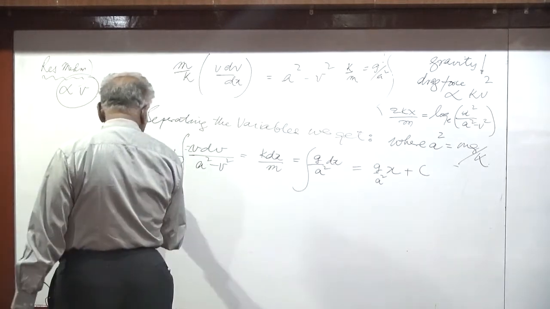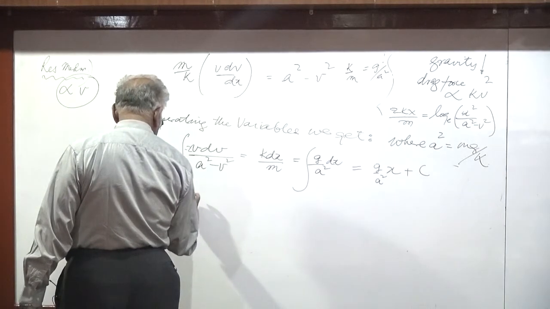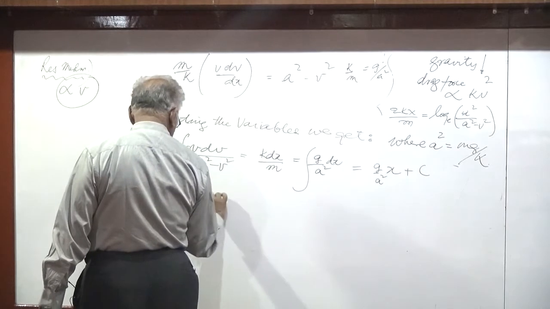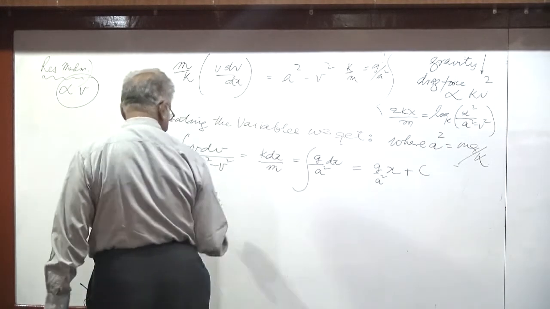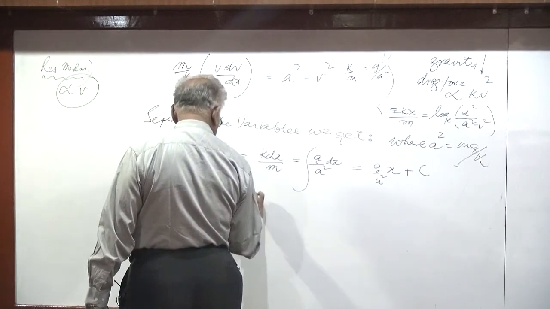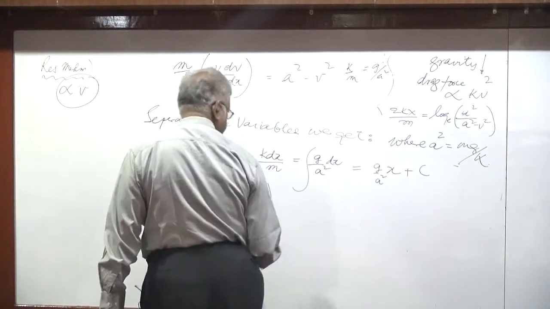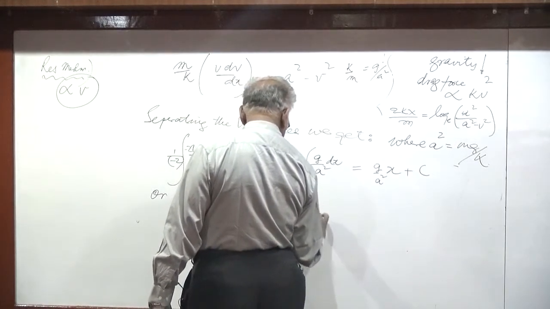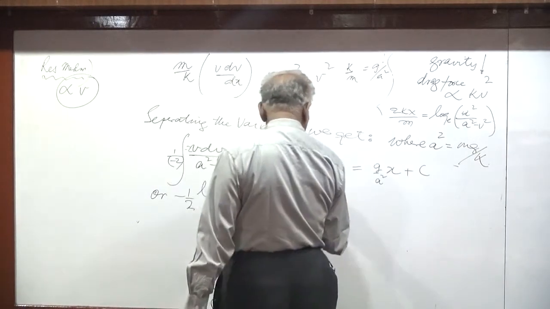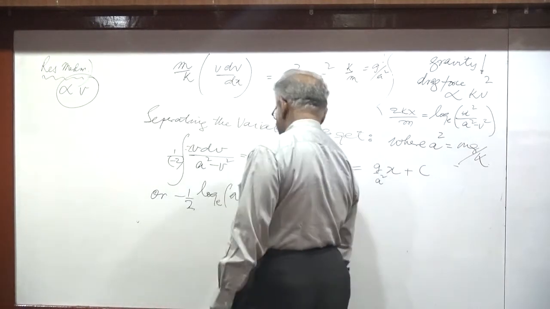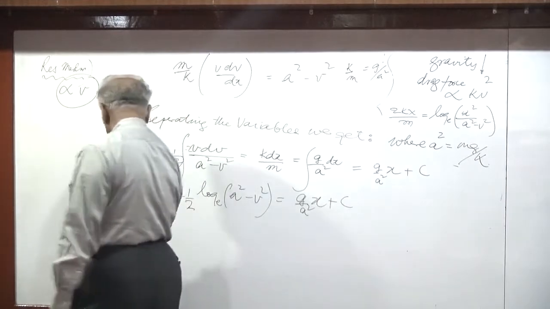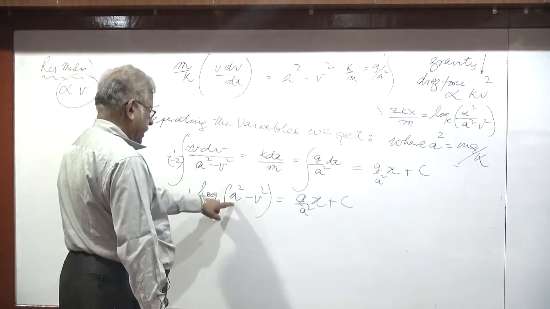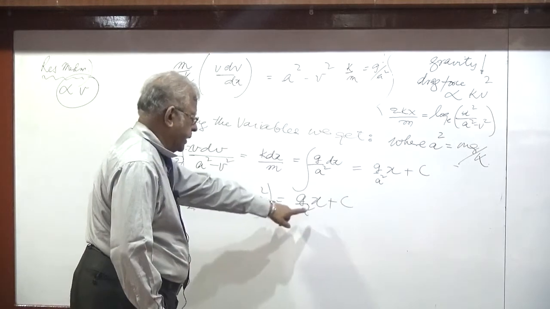So here we have minus half log base e a square minus v square is equal to g over a square x plus c. Minus half log a square minus v square is g over a square x plus c.